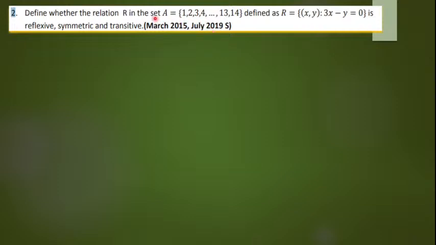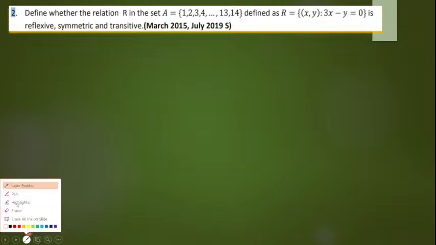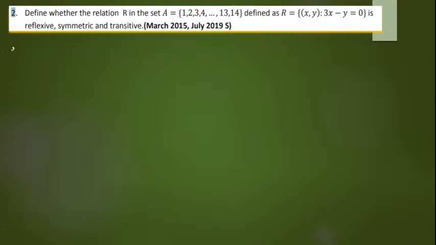First you have to check on which set your relation R is defined. On set A, the elements are given, and the relation R is given by (x, y) such that 3x minus y. First, in the given data you have to write what is given. They have defined a relation R on the set A which contains the elements 1, 2, 3, 4, 5, 6, 7, and so on up to 14.